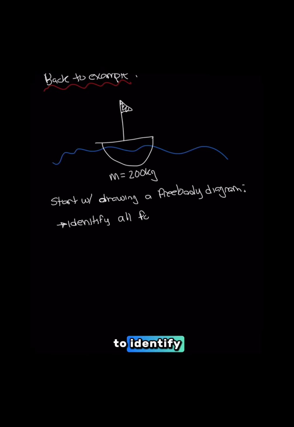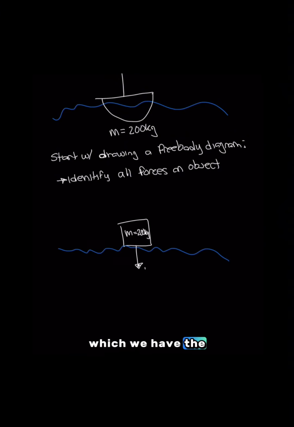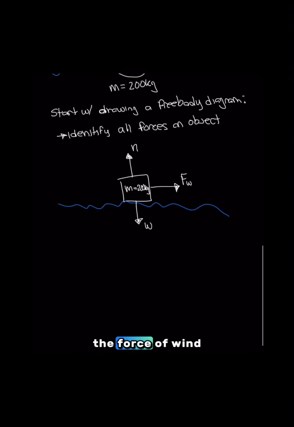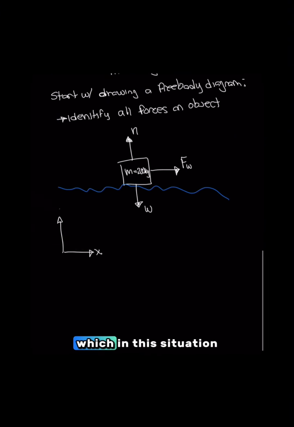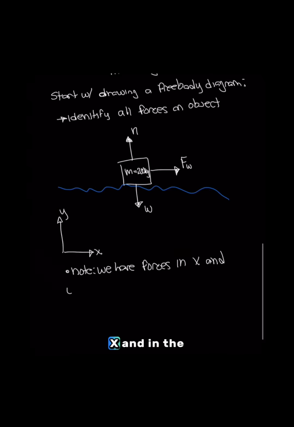So if we bring this back to our example, we can start off by drawing a free body diagram, where we just have to identify all the forces acting on the object, which are the normal force, the weight force, and the force of wind. And we can draw a coordinate system, which in this situation, the x and y makes the most sense. Note that we have forces in the x and in the y direction.